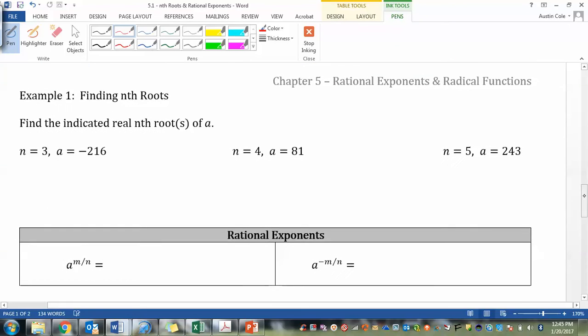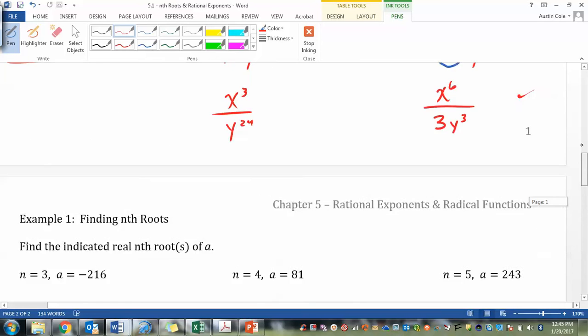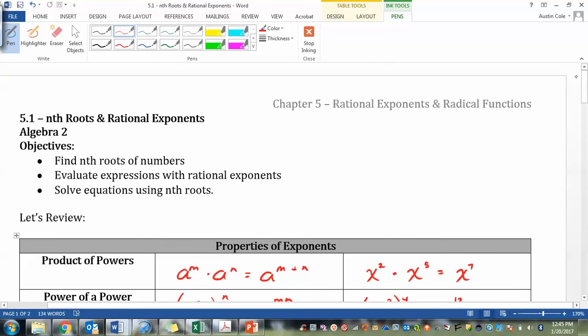Now, the assignment's not hard, it's a little bit different. And actually, let's go back to the front page and I want to talk about our objectives. What we're trying to do is to find nth roots, kind of like we talked about in our bell ringer. We're going to evaluate expressions with rational exponents. And we're going to solve using nth roots. Now, the chapter is titled Rational Exponents. Rational exponents means an exponent that is a fraction. Fractional exponents mean rational, because rational means it can be written as a fraction.